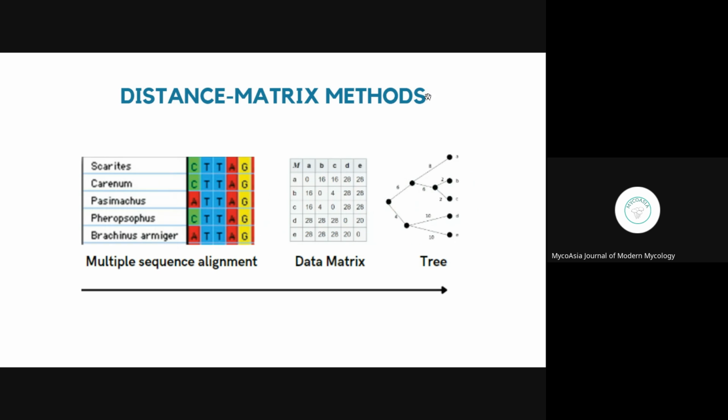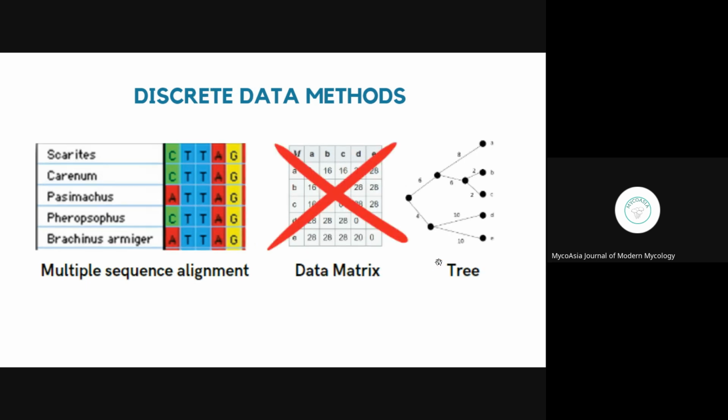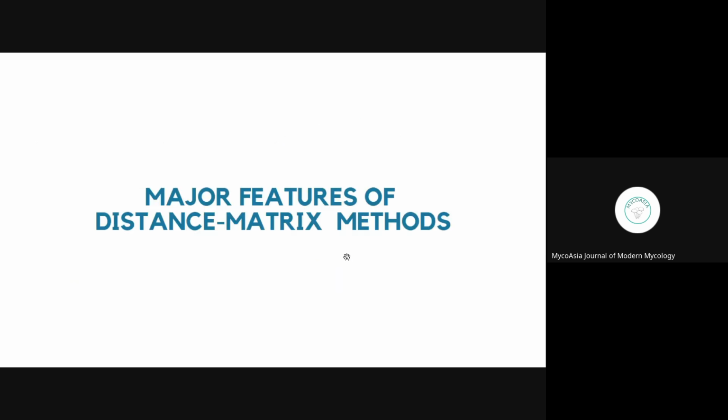In the distance matrix method, you have a multiple sequence alignment. First, the multiple sequence alignment is converted into a data matrix, and then the program uses the data matrix to generate the tree. This is the distance matrix method. In discrete data methods, for example parsimony or maximum likelihood, the multiple sequence alignment is used as it is to generate the tree. Here, the data matrix part is not there.